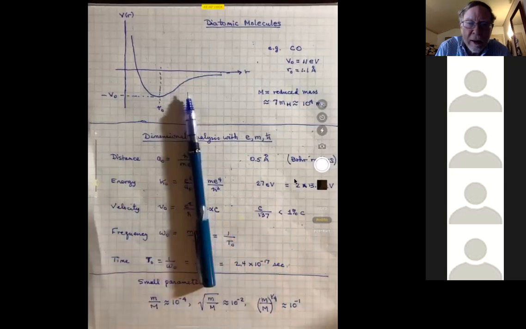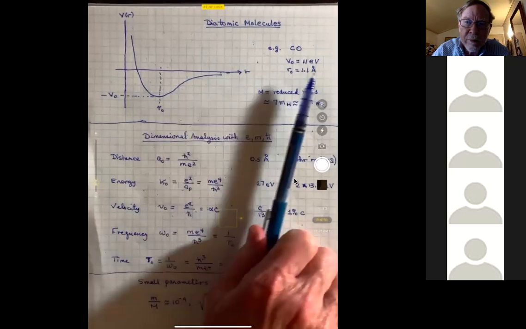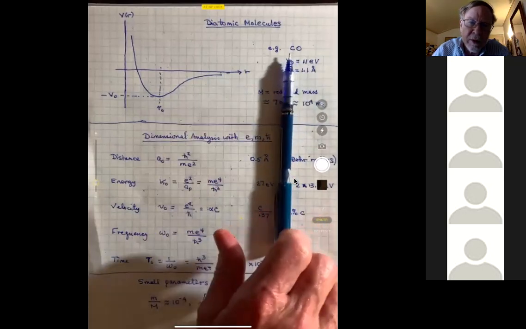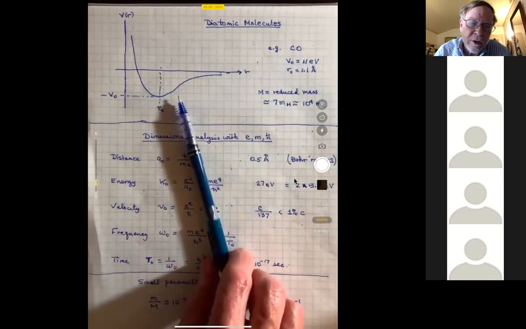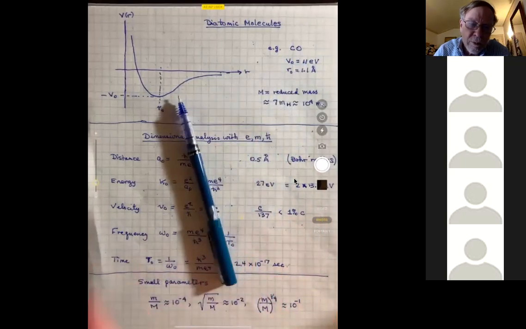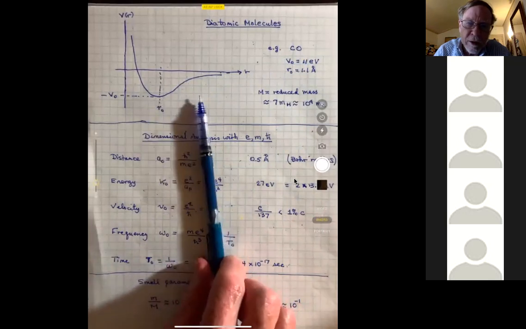Now, there's no simple analytic formula for this curve, and it's not the same for different diatomics. It depends what the atoms are. But the qualitative features of the curve are the same for essentially all diatomics. So we're going to get a good qualitative idea that applies across a wide variety of diatomic molecules.